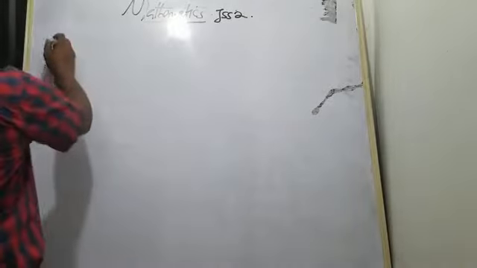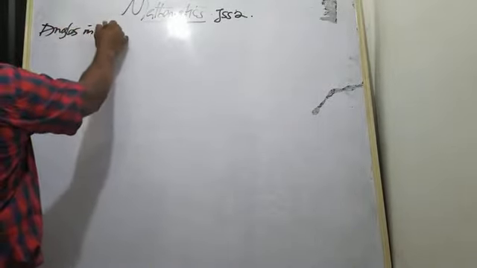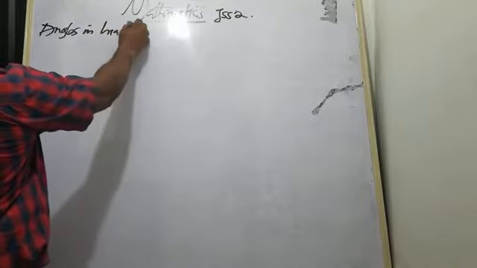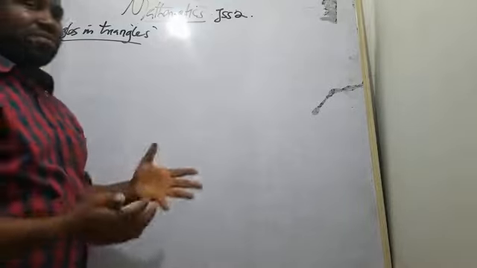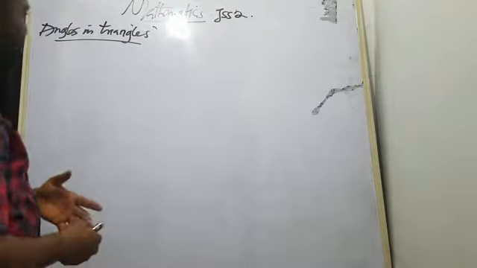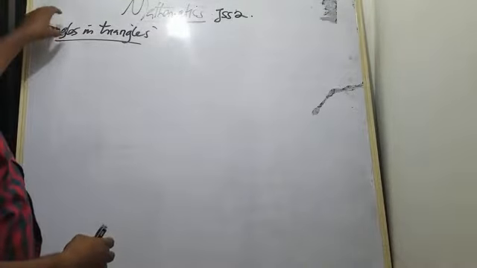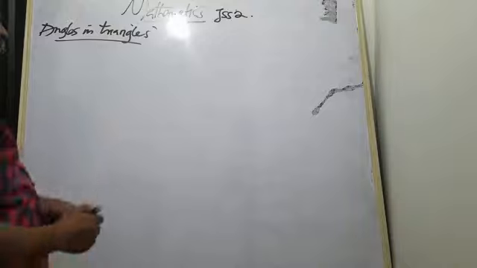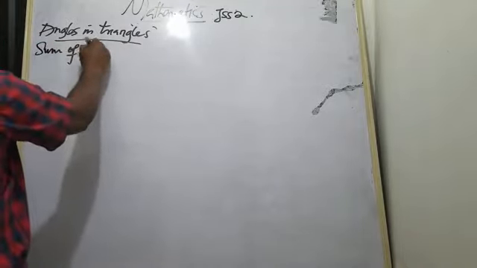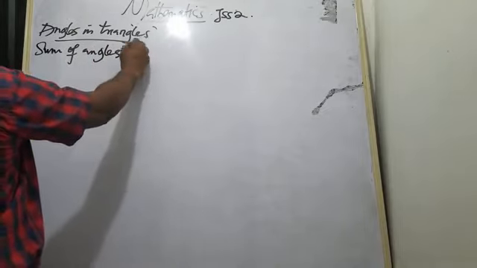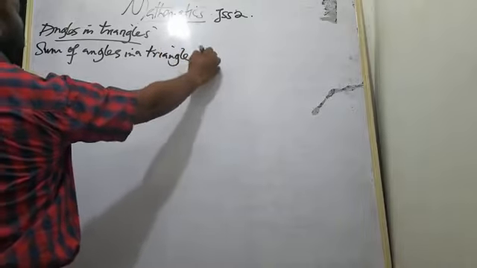We want to see angles in triangle. Now, we have done that a triangle is a polygon as well, okay? Because we are doing angles and polygons, angles in a triangle. The sum of angles in a triangle is equal to 180 degrees.